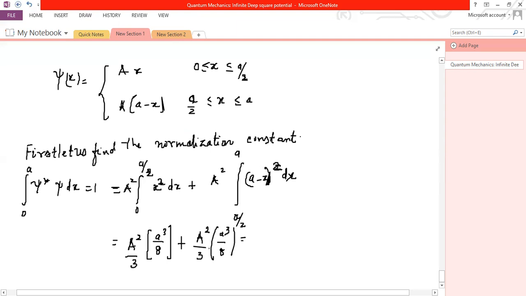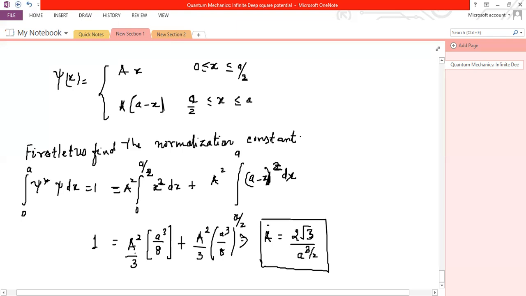So when I summarize all this, I will get that A is equal to 2 times root 3 divided by a raised to the power 3/2. This I'm leaving up to you to calculate. Now this sum is equal to 1. All these things you can calculate on your own.